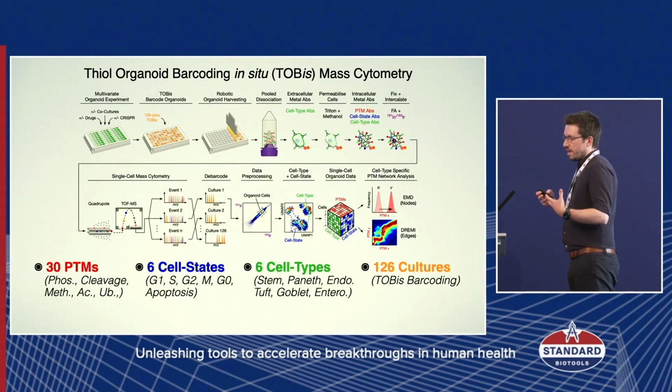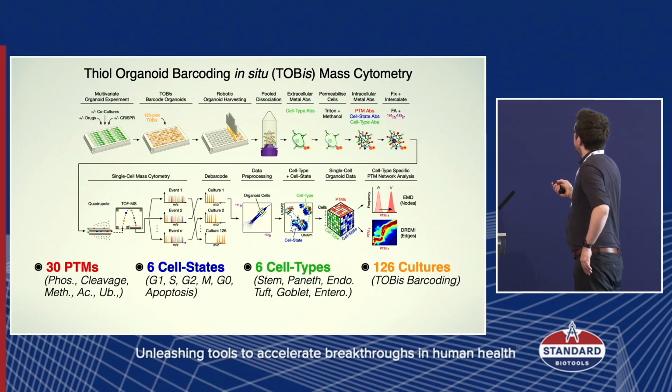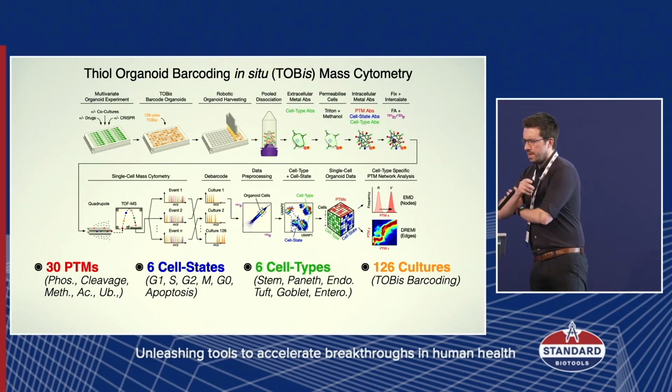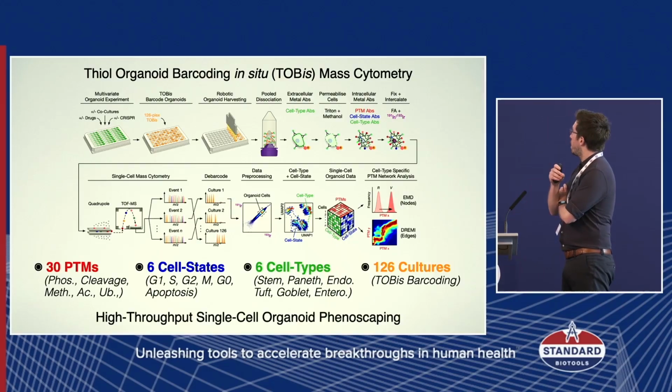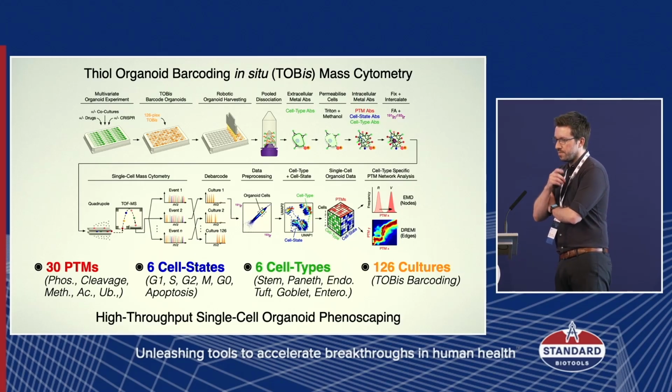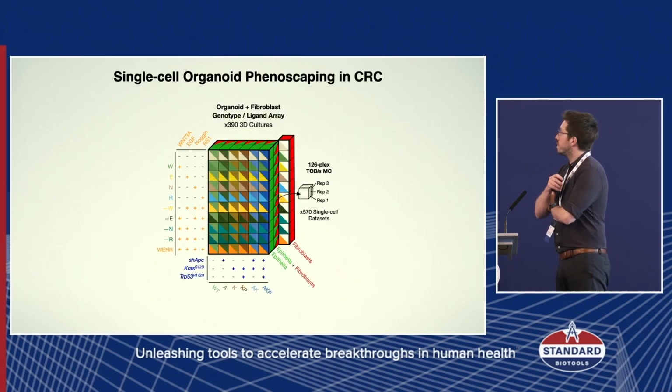So generally speaking, in our assays, we have about 30 PTMs, around 6 cell states. So this is G0, apoptosis, cell cycle, for example. And then we also have as many cell types as we can get good antibodies for, and then 126 cultures. So this allows us to do very high throughput single cell organoid phenotyping experiments in a routine way. So we get millions of cells, all of these different parameters across lots of different cultures in a single run. So it's just the sort of thing you couldn't do with a single cell RNA-seq approach.